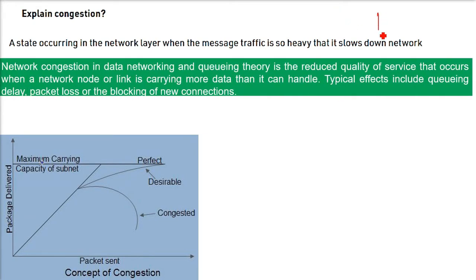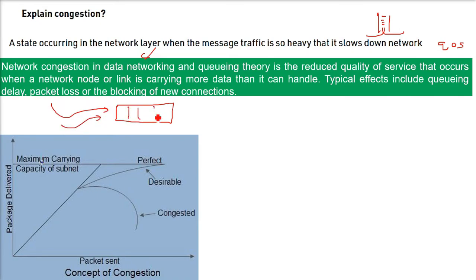For example, on this road the cars are coming, the trucks are coming, ultimately there will be congestion. So network congestion in data networking, and also it is discussed in queuing theory. This is the reduced quality of service. As congestion is there, quality will be less. Reduced quality of service occurs when a network node or a link is carrying more data than it can handle. Typical effects include queuing delay, packet loss, or the blocking of new connections.